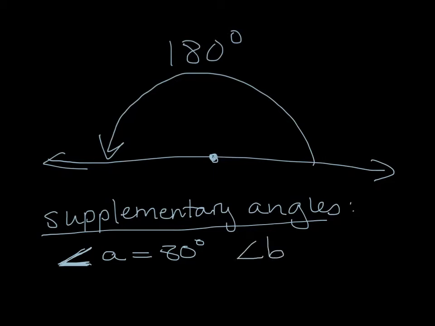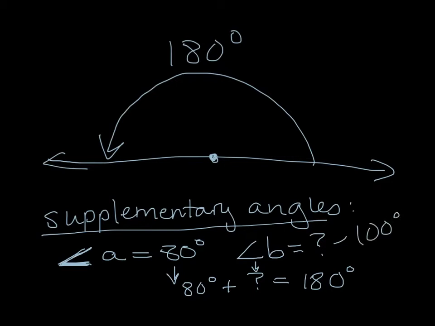In other words, if angle A is 80 degrees, then what would angle B have to be to equal our supplementary angle of 180 degrees? Anybody guess? Well, hopefully you said 100 degrees. So again, two angles that add up together should equal 180 degrees. And again, that's a supplementary angle.